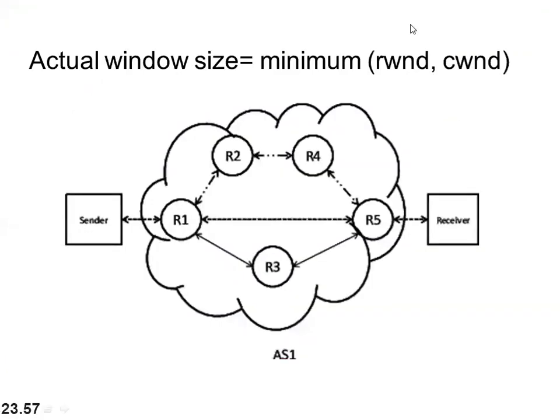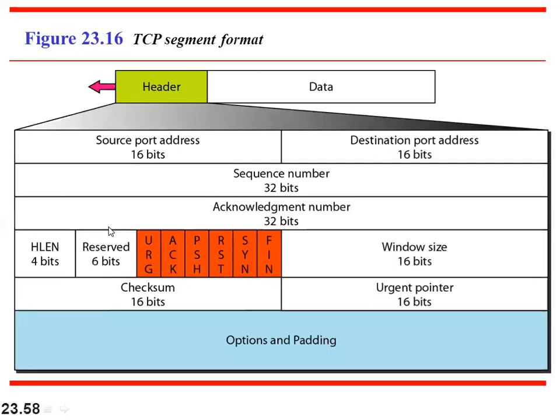Initially, the sender will transmit one segment, which gets stored in the receiver's buffer. Then the receiver determines how many spaces are left, which is the window size, and that is stored in the acknowledgement packet, and the acknowledgement is sent towards the sender. So here is the use of the window size.